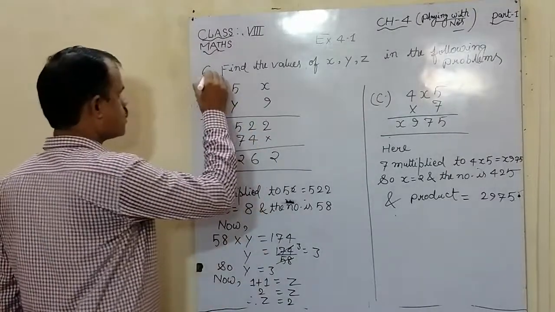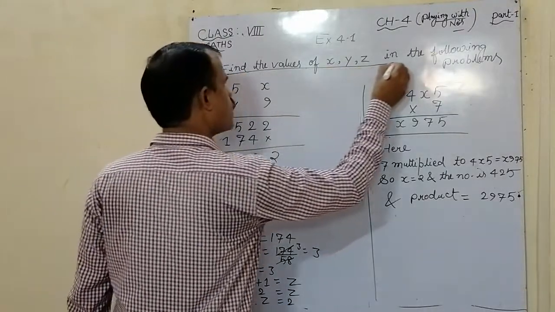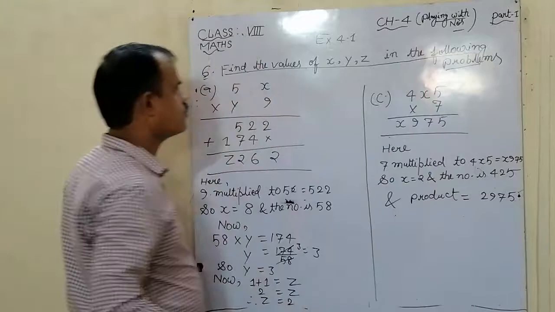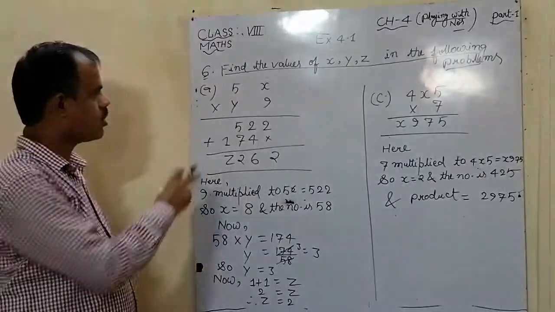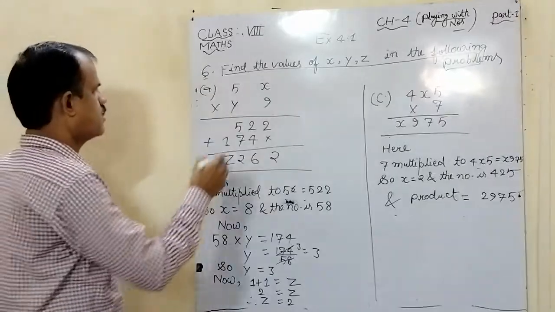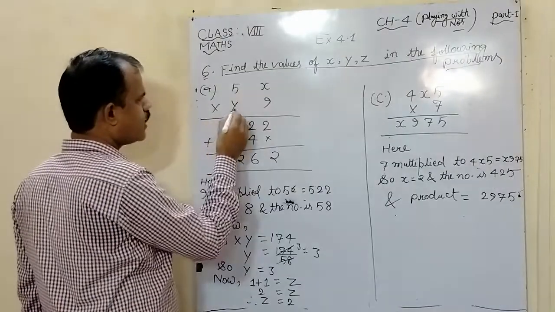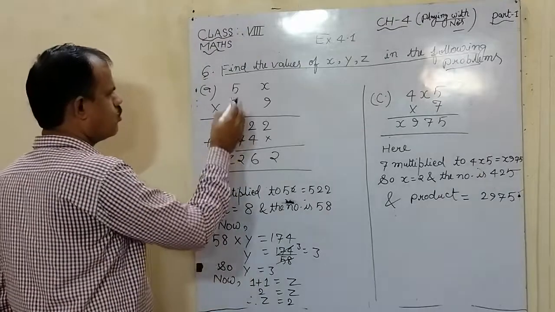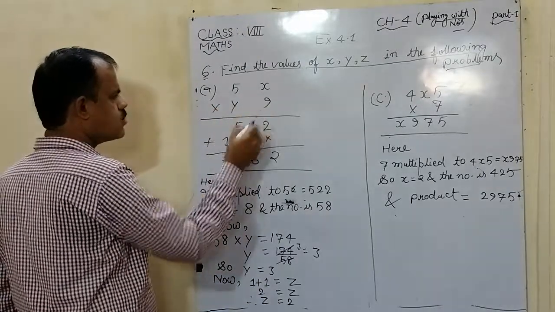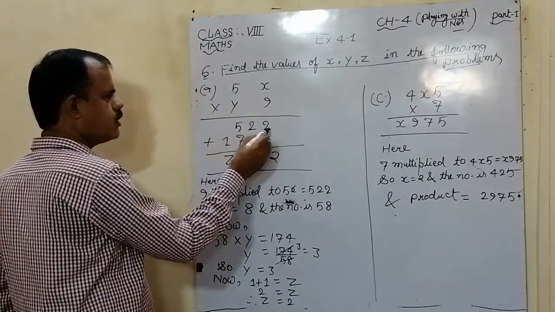Yes student, question number 6. Find the value of x, y, z in the following problems. Earlier we saw addition and subtraction, now it's multiplication. 5x multiplied by 9 gives 522.